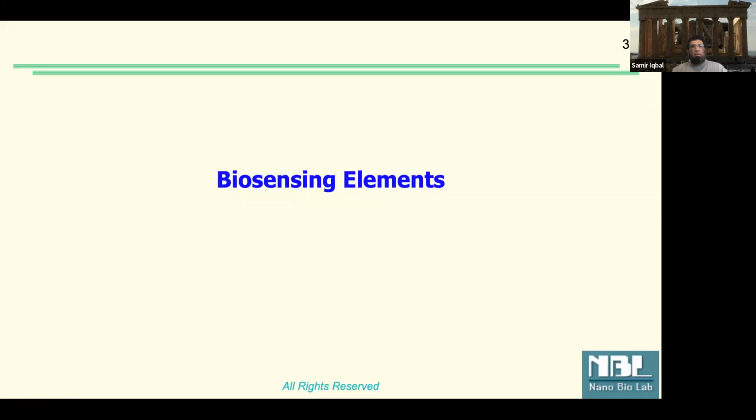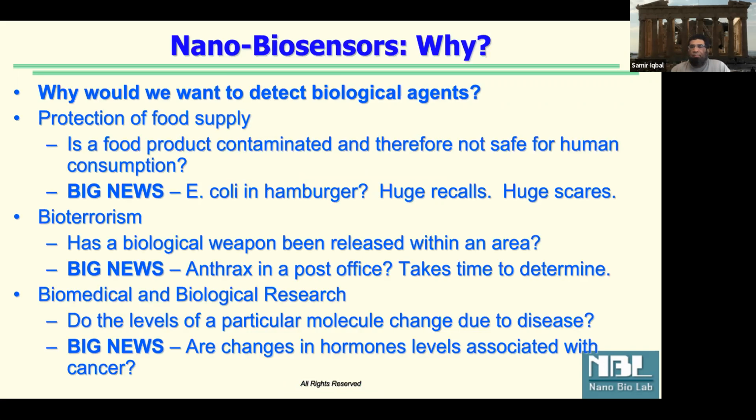Biosensors. Biosensors we use in everyday life. We need biosensors for so many things. We start from our food, contamination in the food, we need biosensors there. For homeland security, for protecting ourselves, our populations, we need biosensors. For research, looking at levels of different things and how they affect us, we need biosensors.